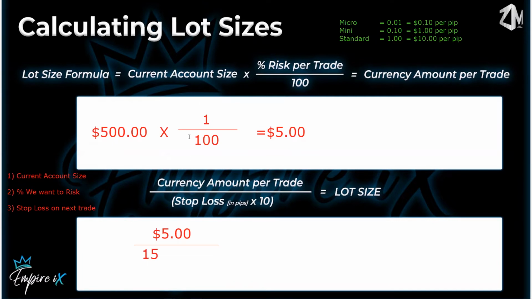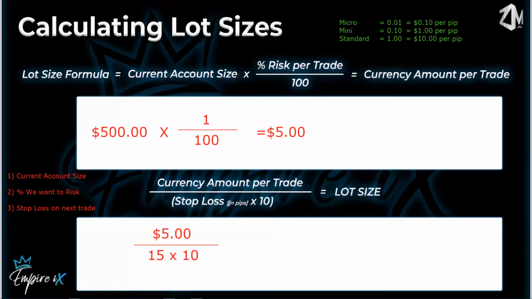Now, what we're also going to do is multiply this by 10. The reason we multiply it by 10 is because if you take a look at our base lot sizes up here, a micro is a 0.01, but it is 10 cents per pip. So the decimal place is off by 1 digit. That's why we multiply it by 10, because when we calculate this, it'll automatically give us our lot size in the form that we need it to. Let me show you what I mean by that.